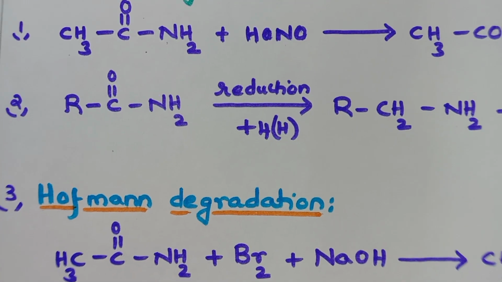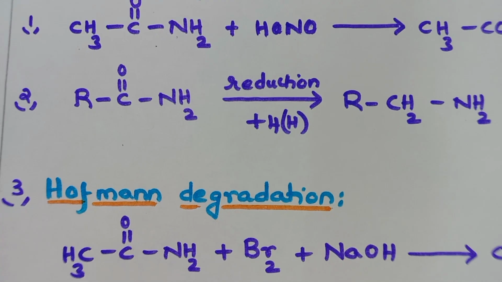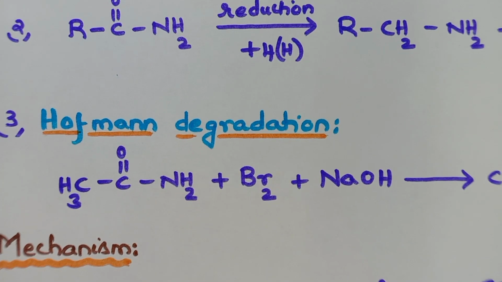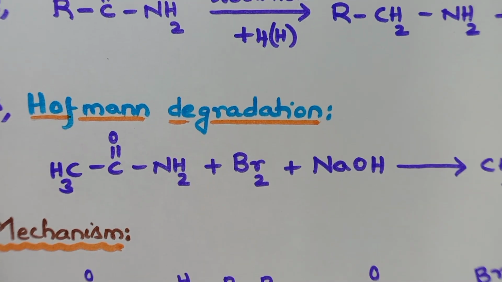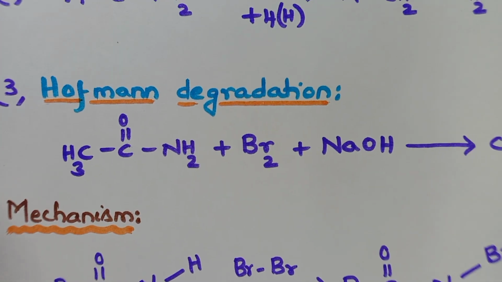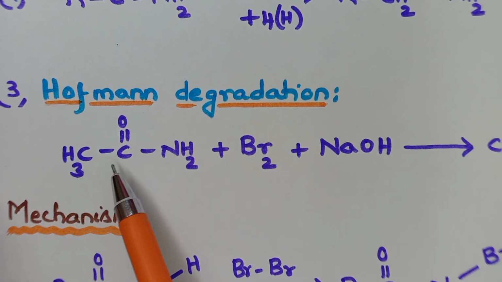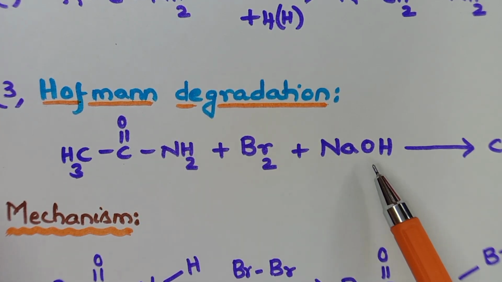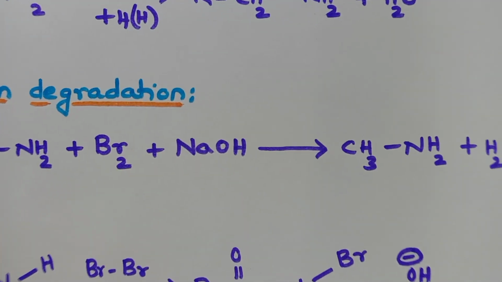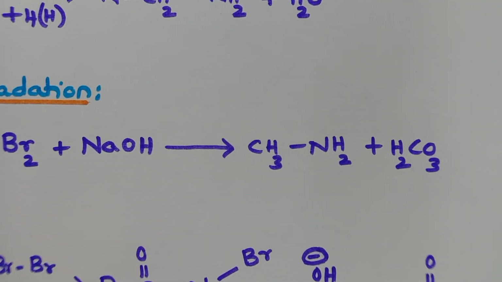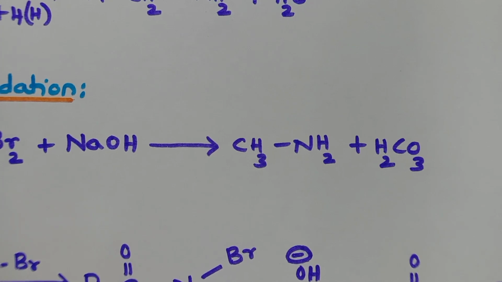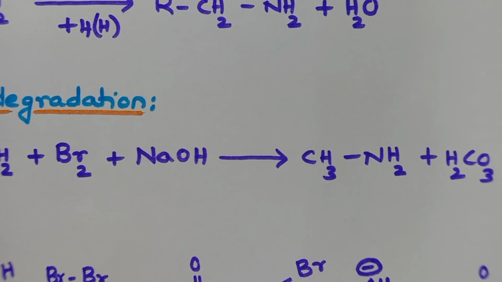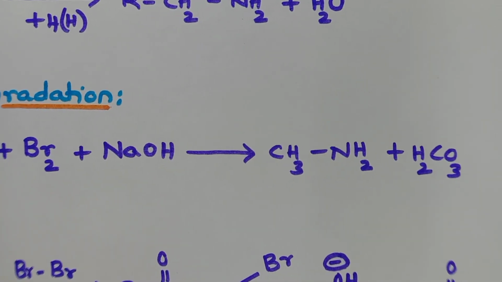Next, coming to the important reaction under amides, that is Hofmann degradation, students. We have the mechanism of this reaction also. So look at the reaction. Taking acetamide, CH3C double bond O NH2 plus Br2 in the presence of NaOH, we are getting CH3NH2 plus H2CO3. So CH3CONH2 is converted into CH3NH2, students.